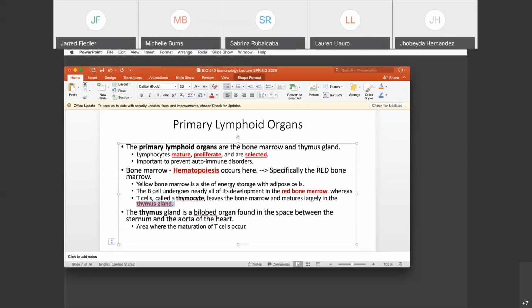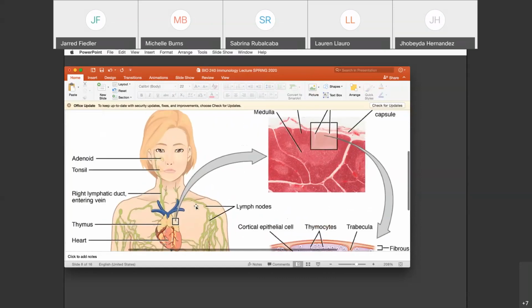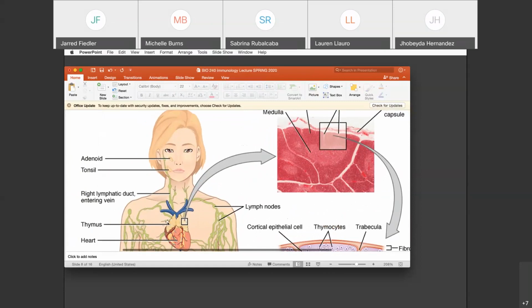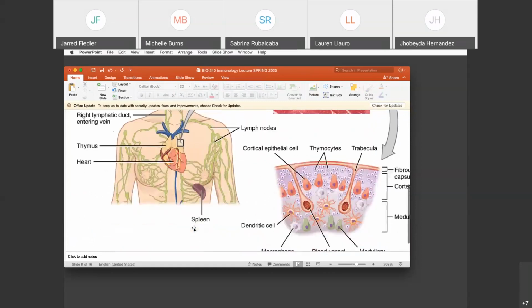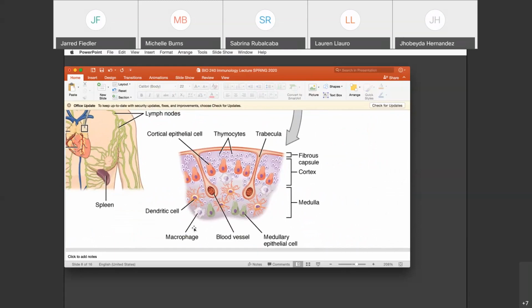Okay, the thymus gland is a bilobed organ. I already showed you where it is. It's right above the heart, like it's covering the top part of the heart. Here's a nicer picture of this fatty looking tissue over here. So that's your thymus gland, covering the top portion of your heart, and inside it you do have a lot of immunological cells, which makes sense, right? It's part of your immune system.